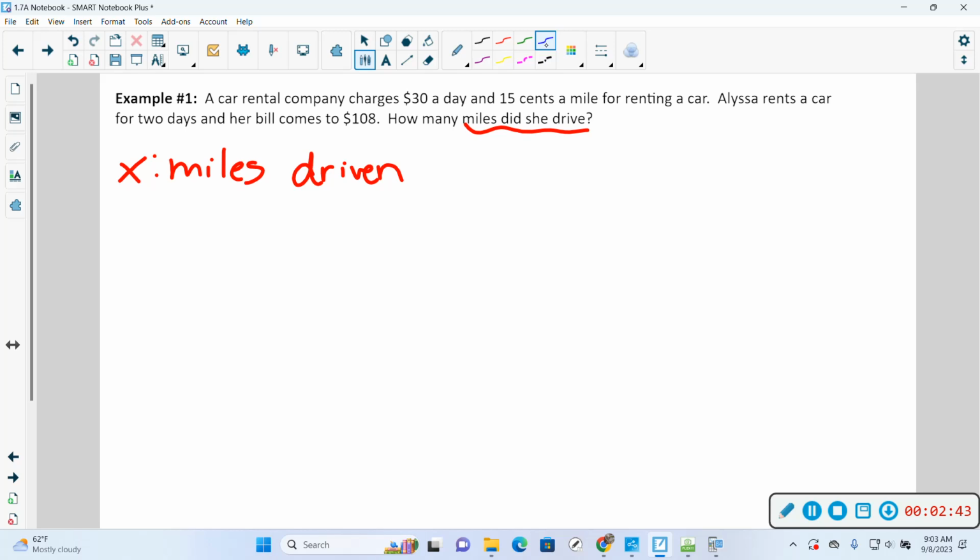Okay, so her total bill, $108, so I know that's what we're going to equal. Got it. So let's just reread it and see where we're at. So $30 a day, 15 cents a mile, and she's having the car for 2 days. So right off the bat, 30 bucks a day, 2 days, how much money are you in for right now? 60. We know we have $60 into this. And then we have the 15 cents a mile. Well, we don't know how many miles we're driving. That's what we're trying to figure out. I'm going to put 15 cents as a decimal and then times however many miles we're going.